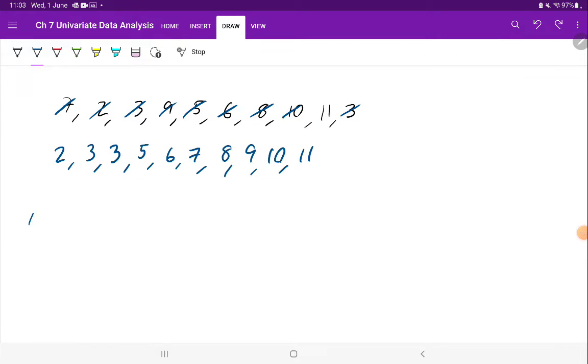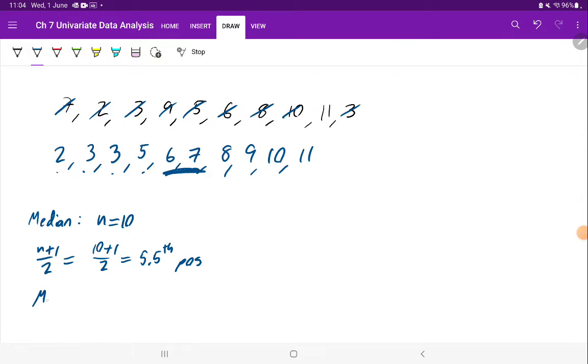Let's find the median. So the median, since n equals 10, there's 10 numbers, n plus 1 over 2 is 10 plus 1 over 2, which is 5.5th position. 1, 2, 3, 4, 5. So it's in between 6 and 7, so the median equals 6 plus 7 over 2 equals 6.5.